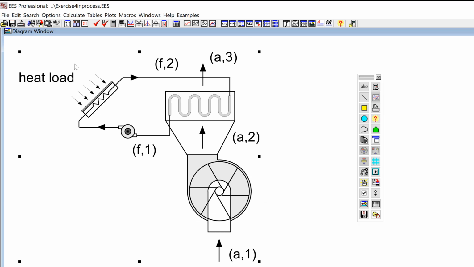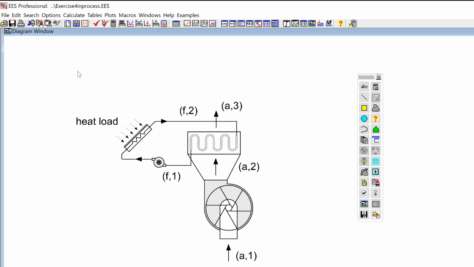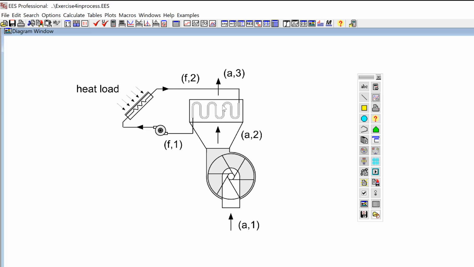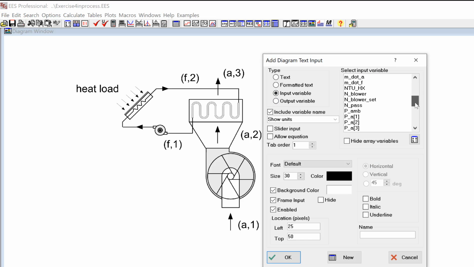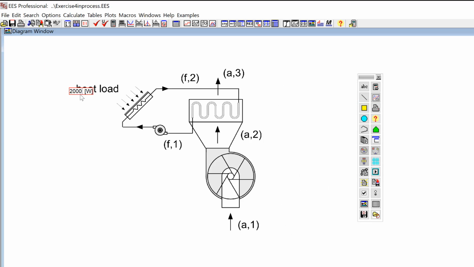There's my picture. So maybe I'll make this a little bit smaller, something like that. I probably also want to set up, maybe we'll specify the heat load here. So let's go ahead and put that in there as an input variable. So what is that called? Q dot heat load. Maybe don't include the variable name, but show the units. So that's right here.